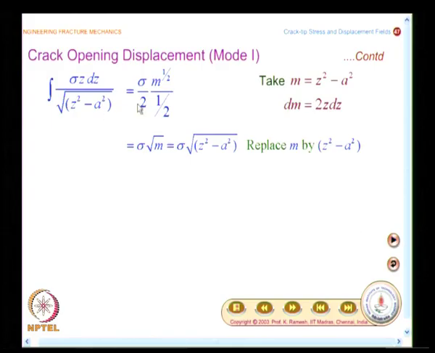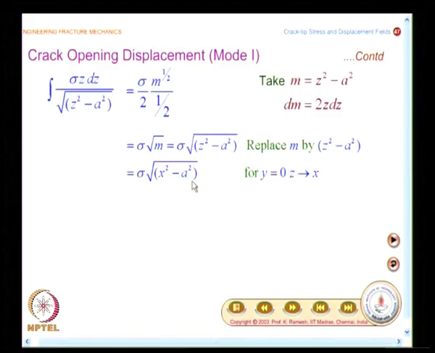So, you have the final value given like this, is nothing but sigma root of m, and we have already defined m as z squared minus a squared. So, this is nothing but sigma root of z squared minus a squared. Then what do I have? You have to consider that you are doing it for the line y equal to 0 for any value of x. I get this as sigma root of x squared minus a squared.